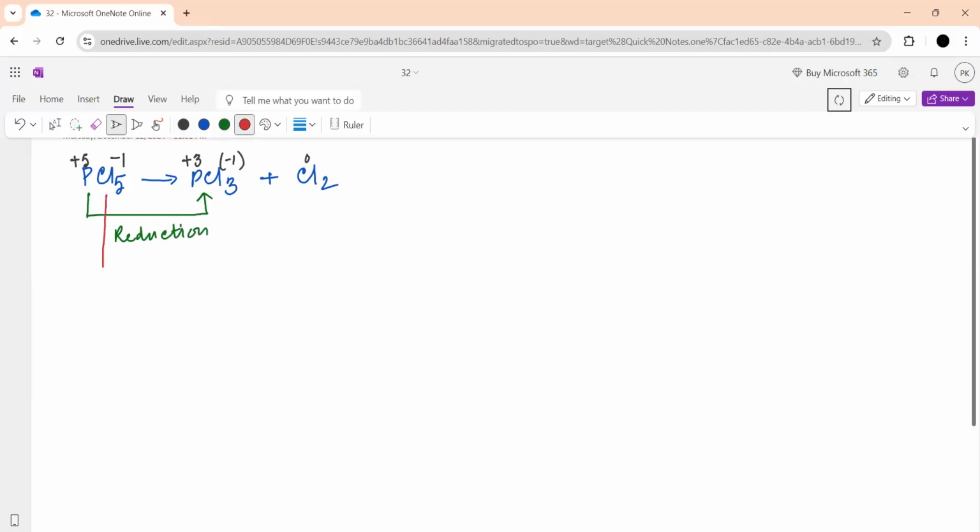and Cl at -1 goes to 0 from -1, so it increased. This is oxidation. Now, in the last class, we read about comproportionation.